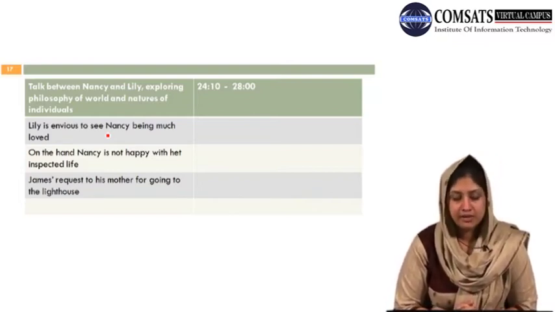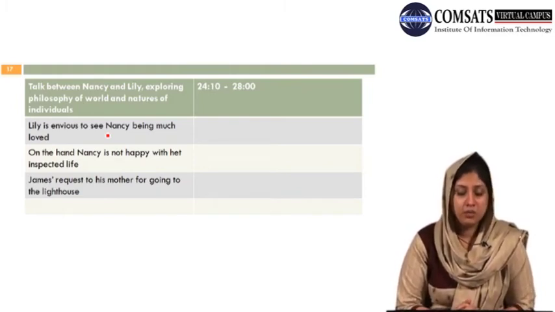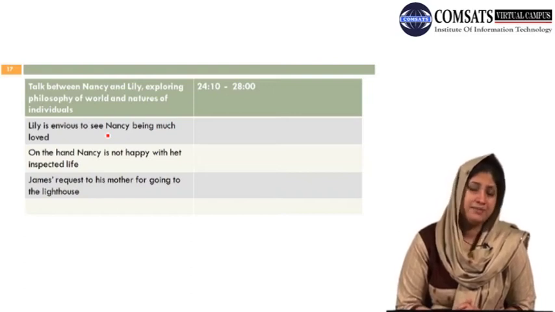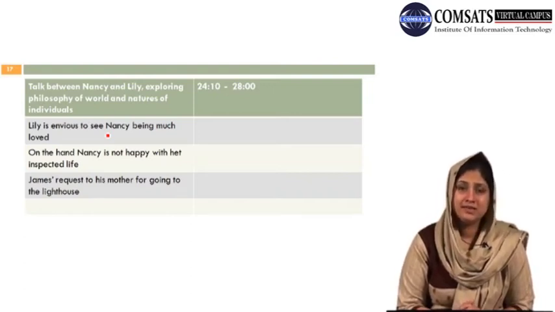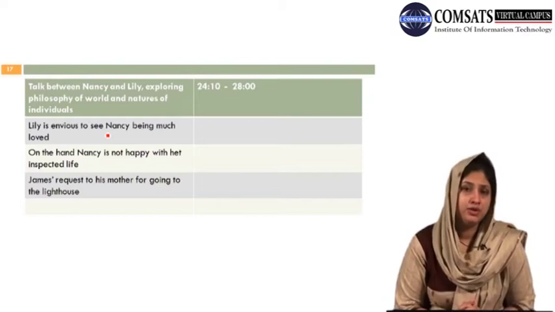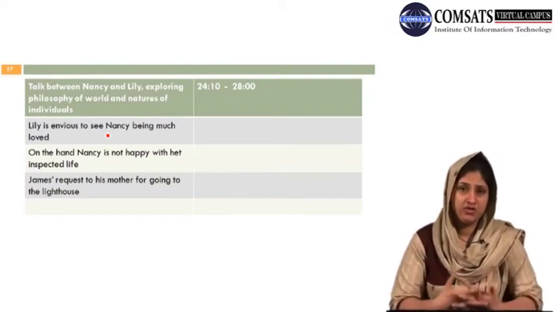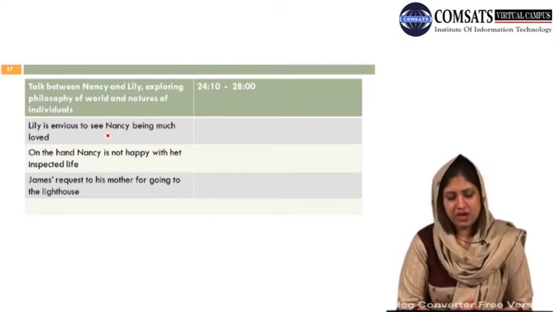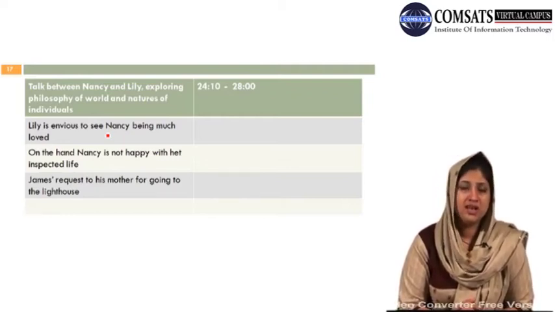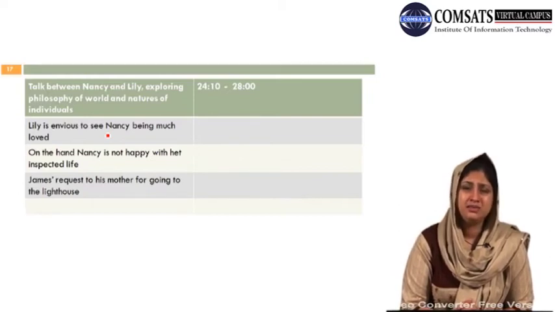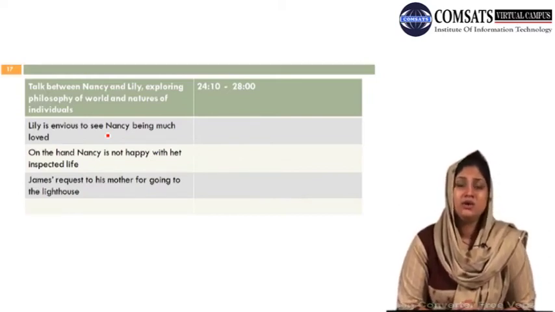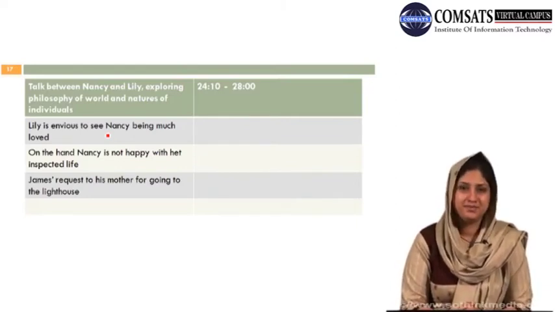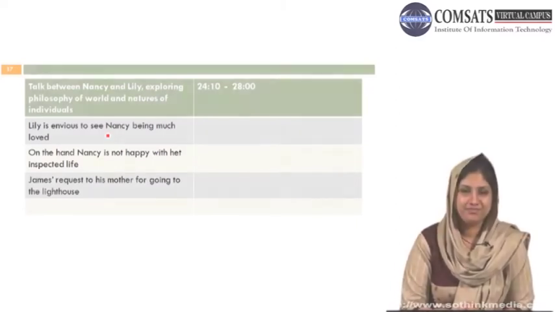On the other hand, Nancy is not happy with her inspected life, and she feels herself as caged, as a bird who is caged in a golden cage. On the other hand, we see that James' request to his mother for going to the lighthouse is such a consistent request. However, it always meets a consistent refusal. Let's watch.